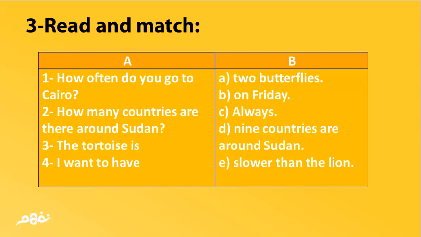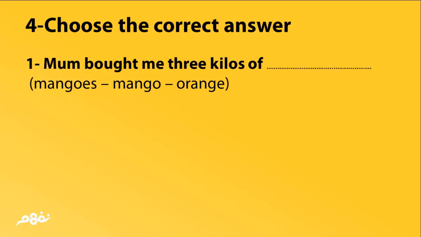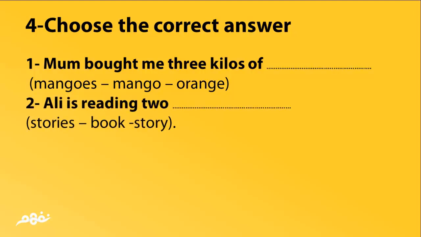The tortoise is slower than the lion. I want to have 2 butterflies. Now choose the correct answer. Mom bought me 3 kilos of mangoes, mango, orange. 3 kilos of mango.